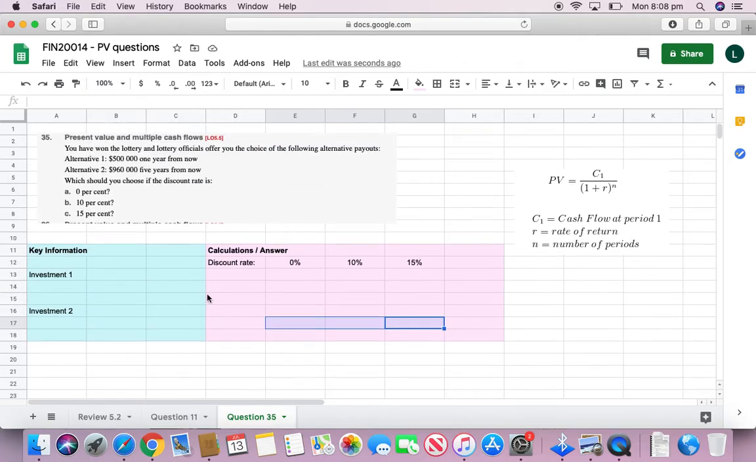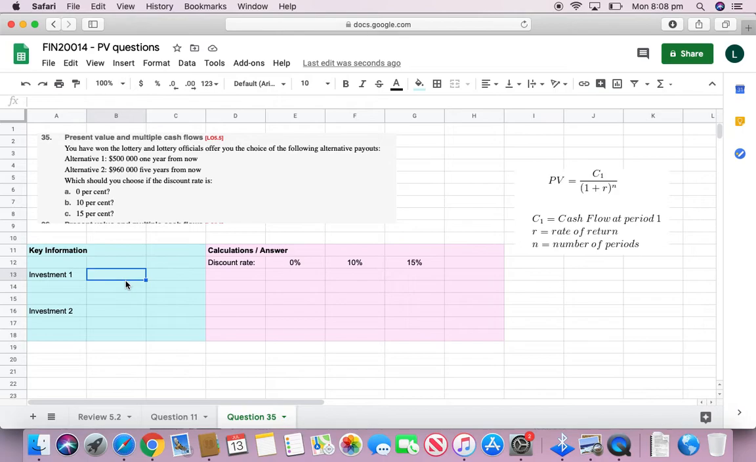Okay, question 35. Again, we're looking at present value. We've got two scenarios, but 3 different discount rates. So I've put in the 3 different discount rates they want us to calculate here. We've got our 2 scenarios, investment 1 and investment 2. So let's have a read.